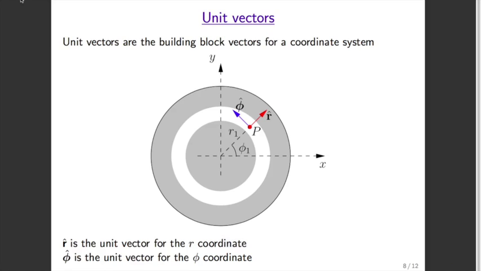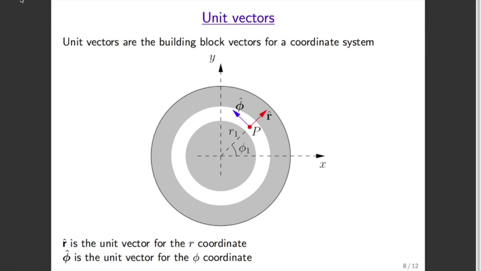The unit vectors are the building block vectors for a coordinate system. There is a unit vector associated with each coordinate. r hat is the unit vector associated with the r coordinate, phi hat is the unit vector associated with the phi coordinate, and z hat is the unit vector associated with the z coordinate. Let's draw the unit vectors at location P.